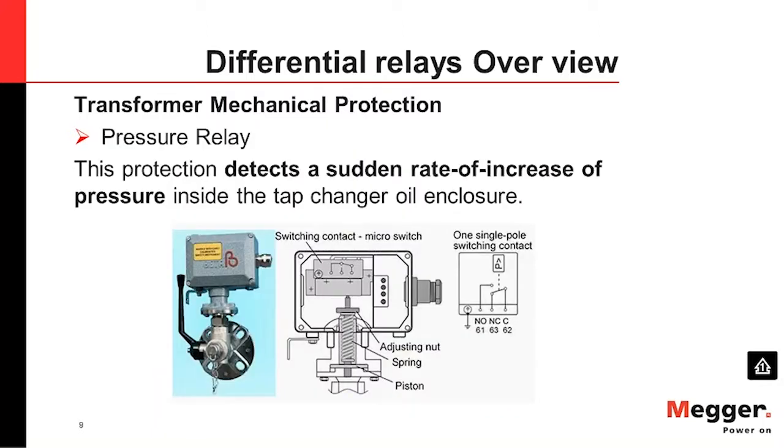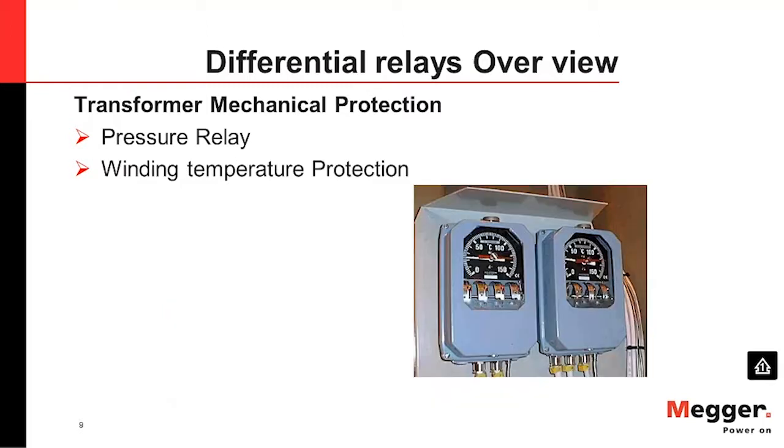We have another one which is called sudden pressure. The sudden pressure relay is usually put on the top of the transformer, and whenever you have a sudden increase of pressure inside the transformer, it will operate and trip the transformer directly to protect it against anything. So that's another thing that we are using in the transformers.